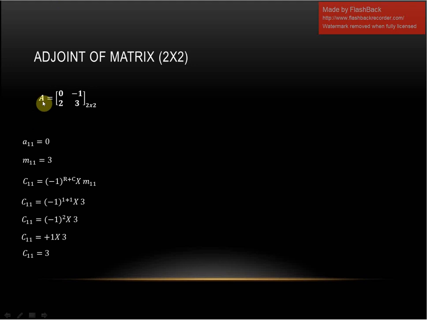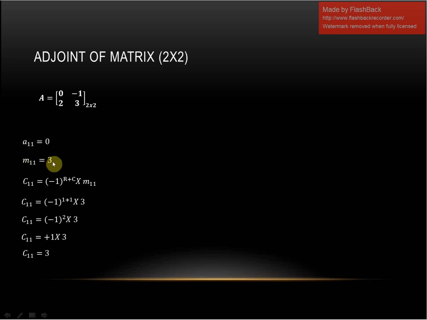I will tell you step by step. First of all, you will take the first element A11. The first element is 0. Okay. M11 is known as minor. The minor associated with the first row and the first column is 3. How to get this 3? You have to forget the row and column associated with this 0. So after forgetting these two values, what is left is 3. So the minor associated with 1 and 1 is 3.